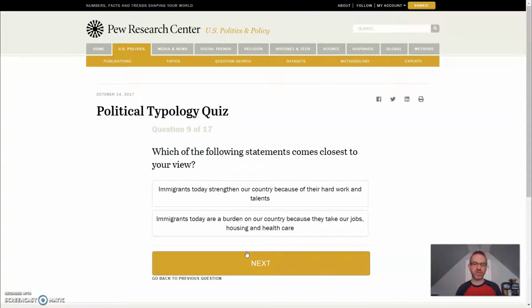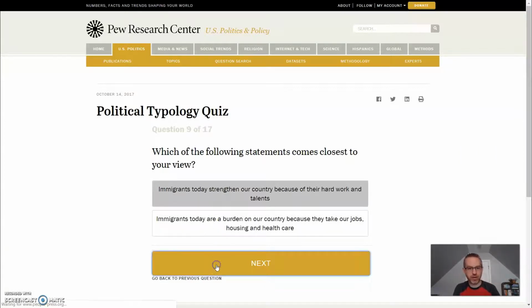Or the bottom one says, no, those immigrants are a burden. They take our jobs, they take our housing, they take our health care. Okay. I will say, I'll soften that a little bit. I think that you could say all immigrants, both legal and illegal, in this one. So what do you think is primarily true of immigration? Okay. How do you view this? Make a choice. Okay. Click on the top one.